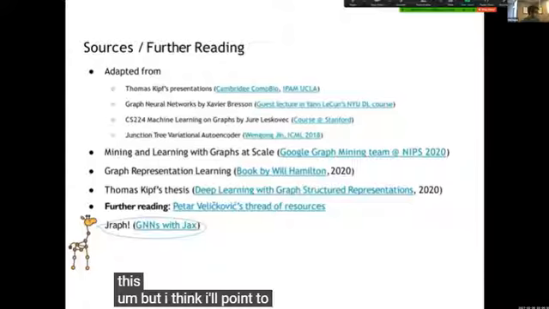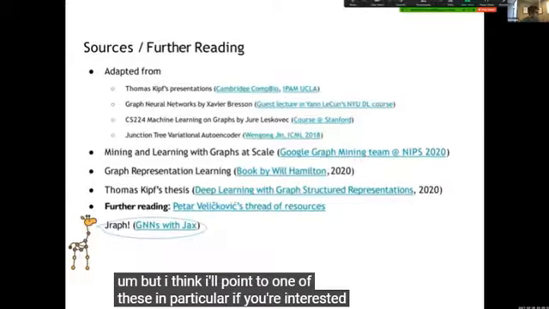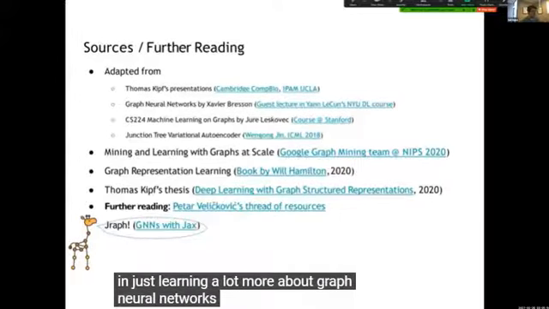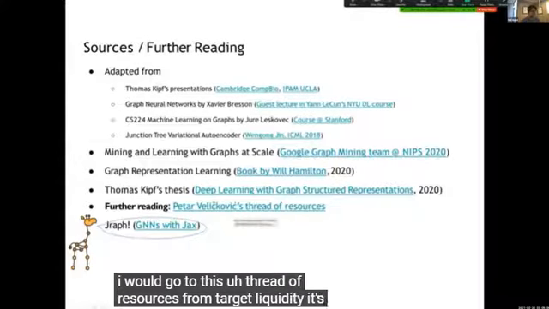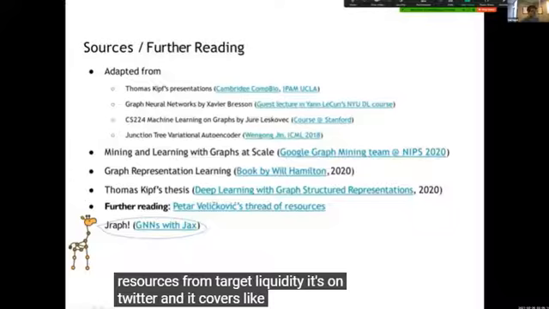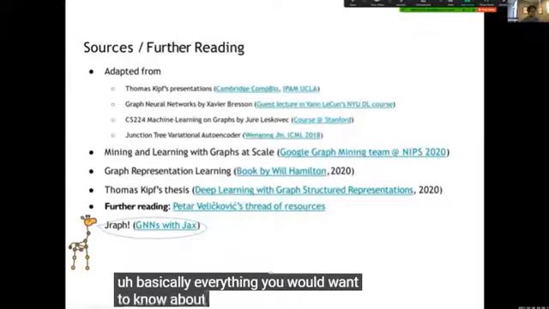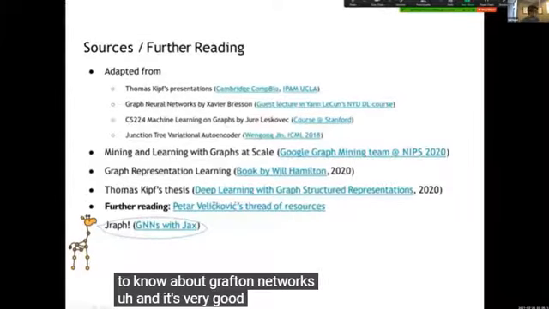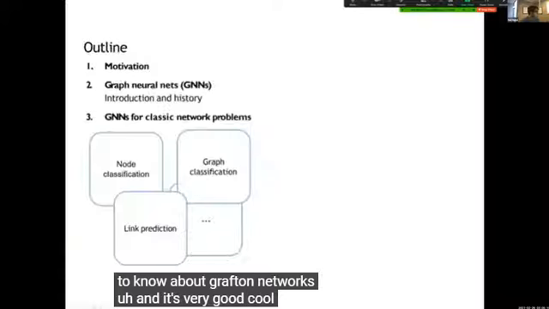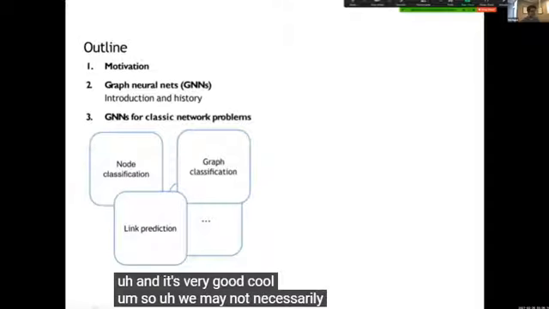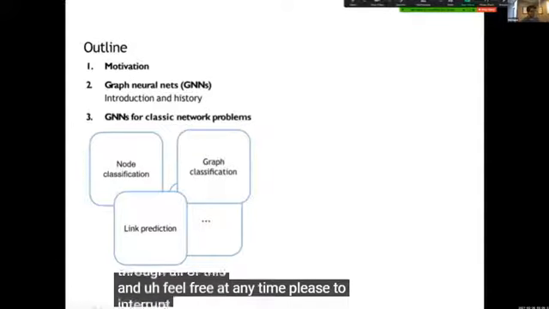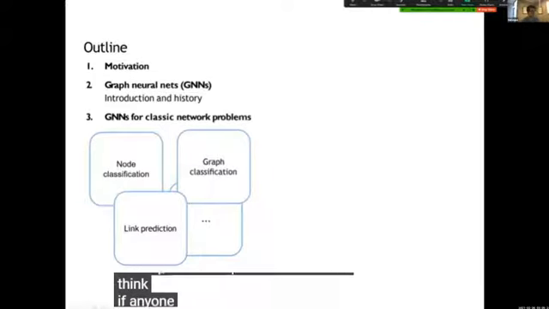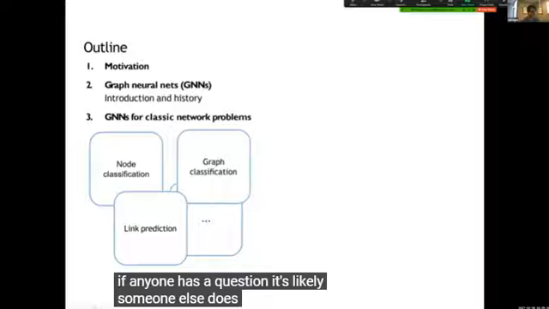But I'll point to one of these in particular. If you're interested in learning a lot more about graph neural networks, I would go to this thread of resources from Petar Velickovic. It's on Twitter, and it covers basically everything you would want to know about graph neural networks, and it's very good. We may not necessarily get through all of this, and feel free at any time to interrupt me with questions, because I think if anyone has a question, it's likely someone else does.